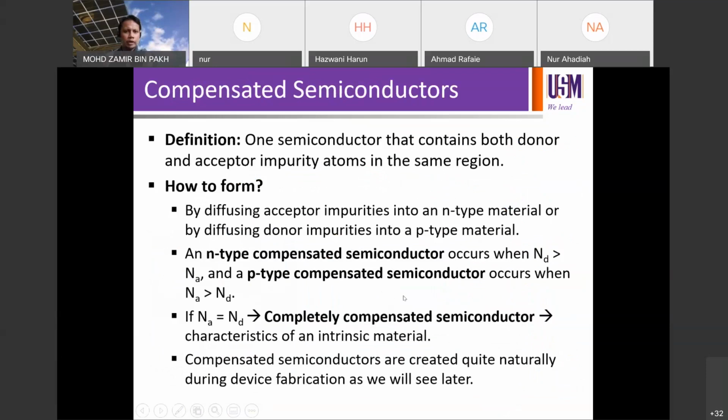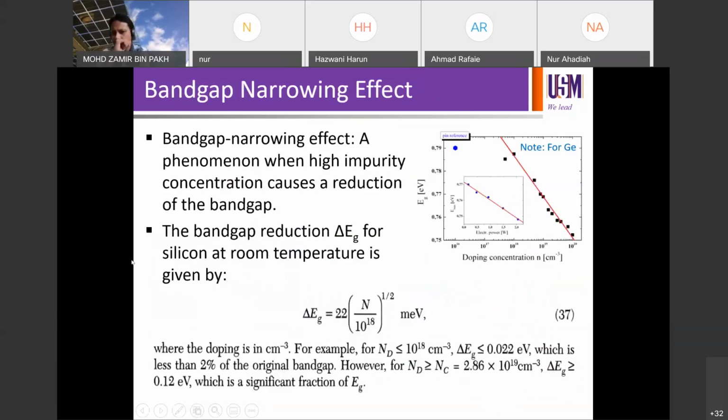So, band gap narrowing effect. Next will be band gap narrowing. We've covered a little bit of this when we talked about heavy doping in our last topic, the effects of high temperature and high doping. This is the very same thing. It's called the band gap narrowing effect, BGN. We can also say band gap shrinkage, same thing. Band gap narrowing effect is a phenomenon where a high impurity concentration causes a reduction of the band gap. We've seen this last time.